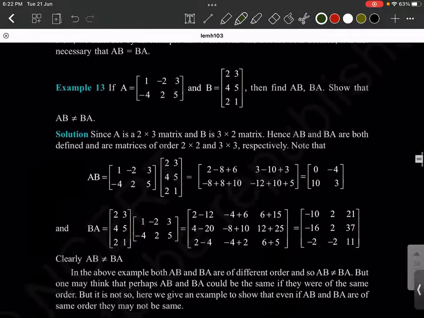Okay. Now, example 13. In a similar way, AB need not be equal to BA. Like how you do summation, A plus B is equal to B plus A, which is the commutative law. It is not necessary that it happens for multiplication as well. So solve it. A is equal to 1, minus 2, 3, minus 4, 2, 5, and B is equal to 3, 4, 5, 2, 1. Find AB and BA, and we need to show that AB is not equal to BA. Do it fast. Don't look at the solution, you guys try it.